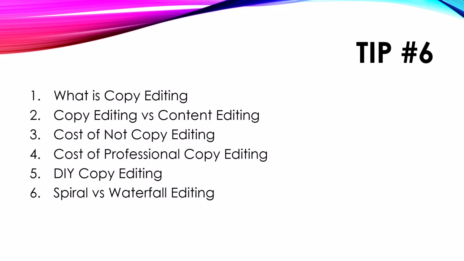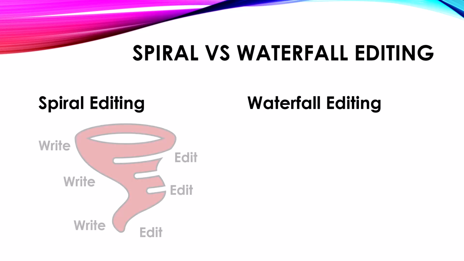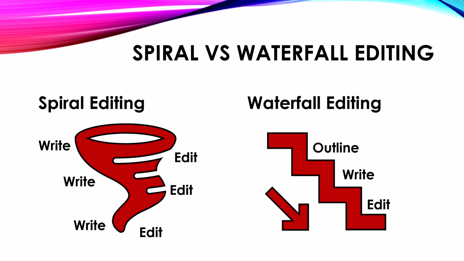The first tip on how to do it yourself is spiral versus waterfall editing. How are you going to edit? There are two basic ways to edit your work. One is to go between writing and editing, and I'm going to write and I'm going to edit, then I'm going to write and I'm going to edit. This is spiral editing, whereas waterfall editing is more disciplined and organized.